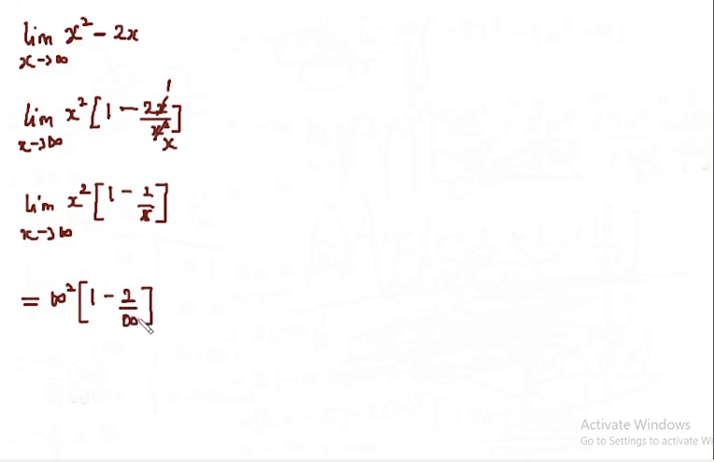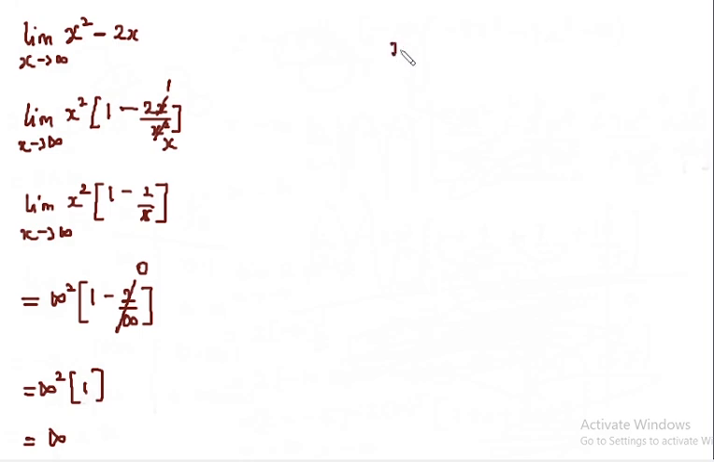Because we have 2 over infinity, if we have a number so big, this number will be approaching 0. So this will be 0. And then this will be equal to infinity squared times 1. Infinity squared is infinity times 1. That's infinity.